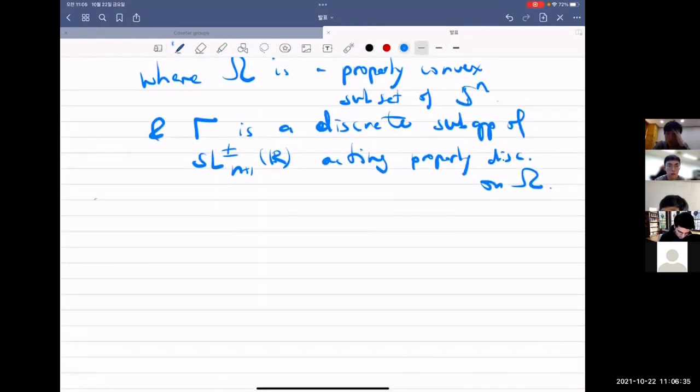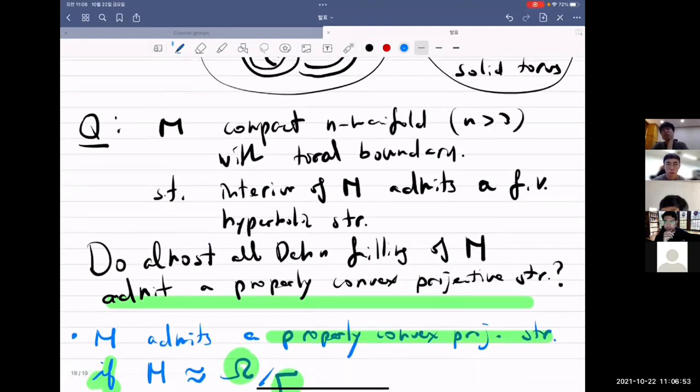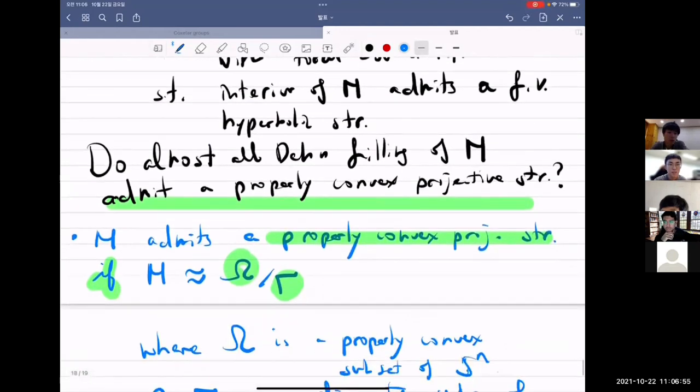May I ask a question? Yes. In the statement, does almost all just mean except finitely many cases? Yeah, except finitely many. Yeah, that's true. I see. Thank you. Yeah, you're right. Thank you.